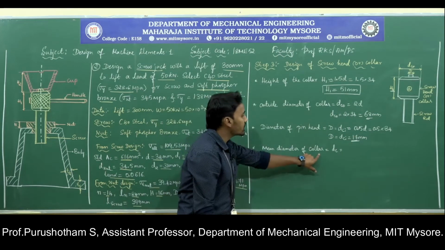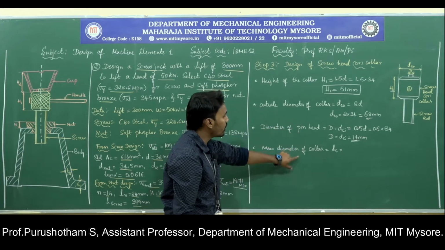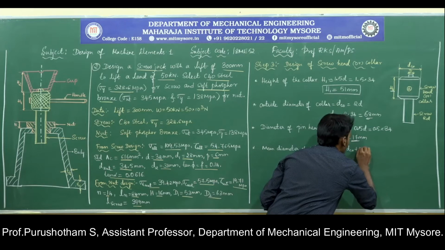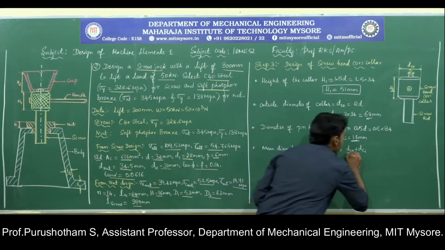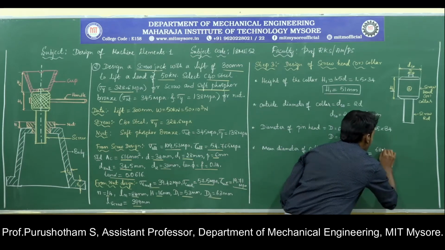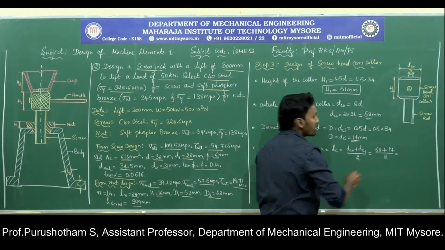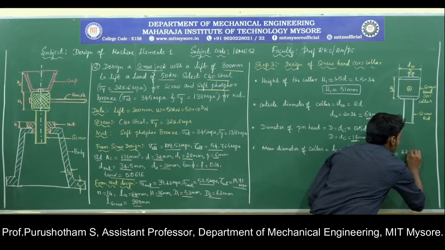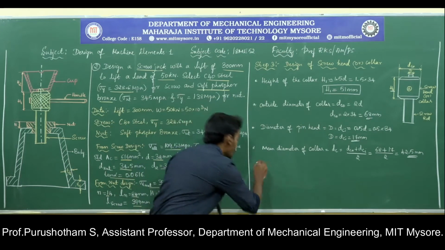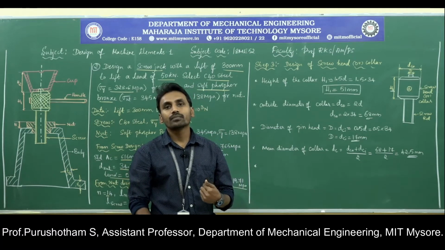Then the mean diameter of the collar. So I know the outside diameter of the collar as well as the pin head diameter. Now I need the mean diameter of the collar, which is given by DC naught plus DCI divided by 2. DC naught is 68 plus DCI is 17, divided by 2. If you simplify this, you will get 42.5 millimeter.